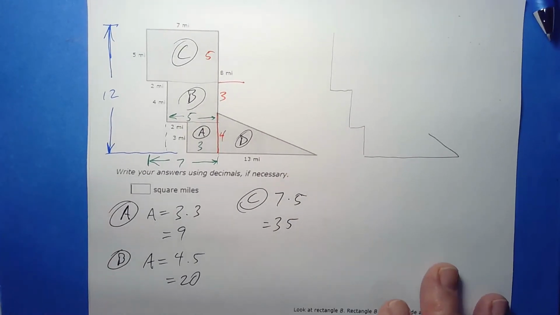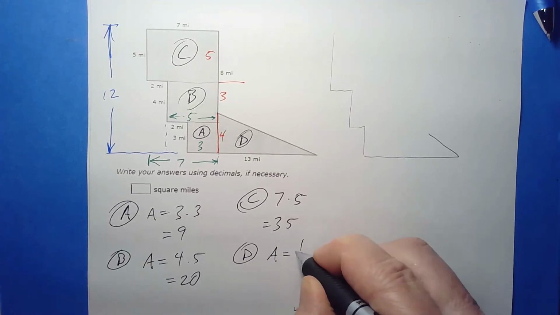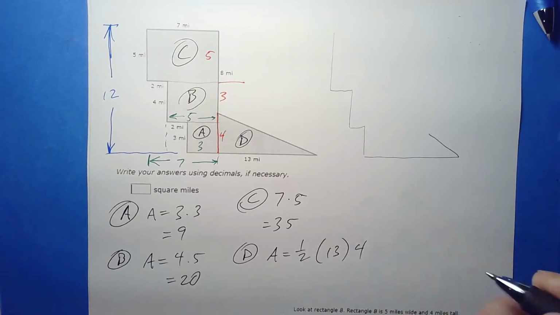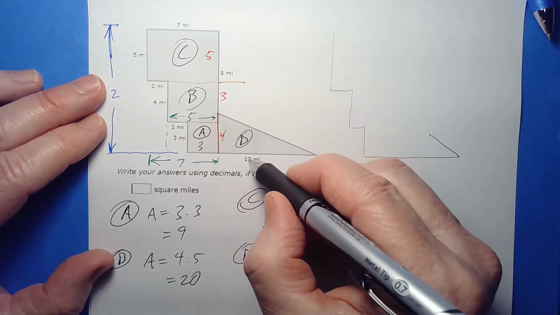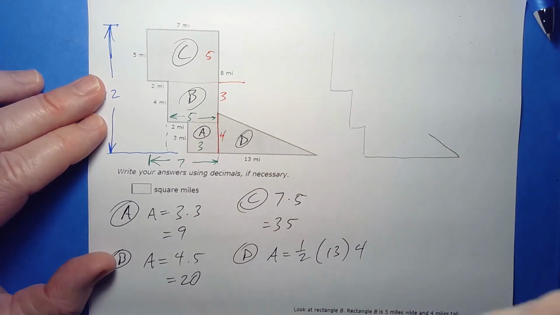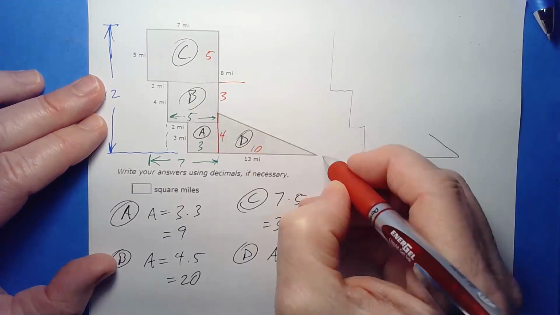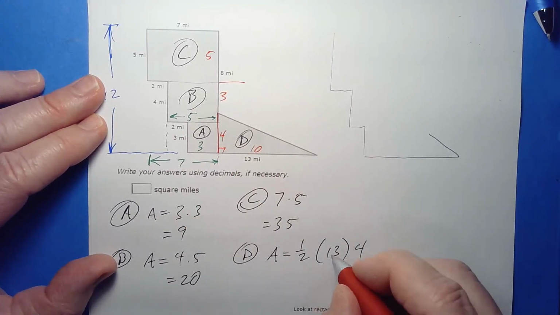Finally, D is my triangle. So for the triangle, area equals 1/2. My base is 13, my height is 4. No, wait. Oh, I just made a mistake. I'm glad I was looking carefully at that. That's not a base of 13, is it? That's 13 minus 3. That's 10 from here to here. Ooh, that was a close call. This is 3, the whole thing's 13, so this is just 10. So let's fix that.